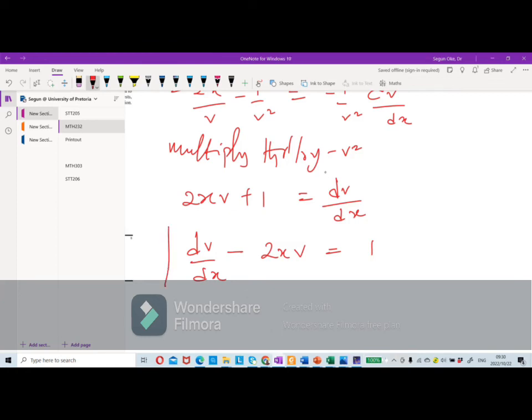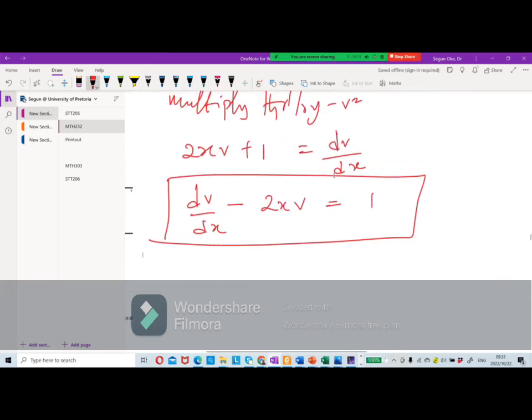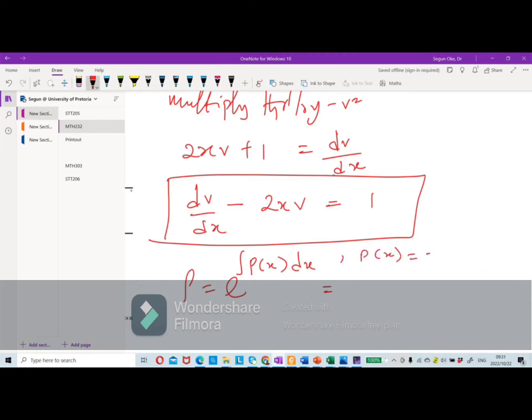Then, who can tell us what to use at this point? Integrating factor. Okay, thank you. So what is the integrating factor in this case? What are we using as p of x? 2x. So we have our rule to be exponential integral of p of x dx, where p of x is equal to negative 2x. Don't forget that negative. So we have exponential integral of negative 2x dx.